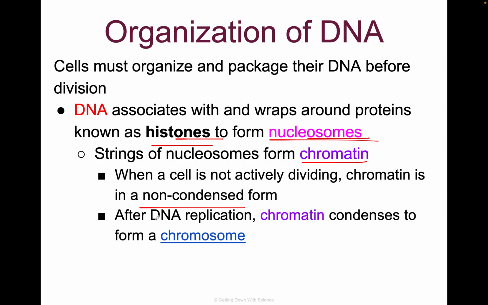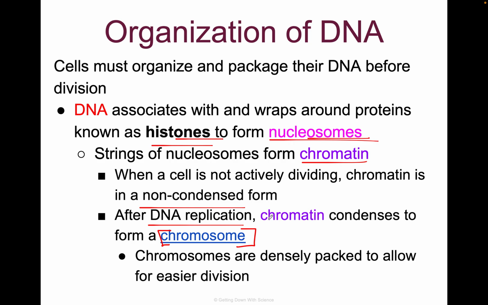After DNA replication, which we're actually going to get into in the next unit, chromatin condenses and we have what we call a chromosome. So chromosomes are what you can see under a microscope. It's a more familiar term to you. That's what occurs when chromatin condenses. Chromosomes are densely packed. This allows for easier division. It also allows for regulation of gene expression as well. So if a chromosome is densely packed in one area, it can't get transcribed.